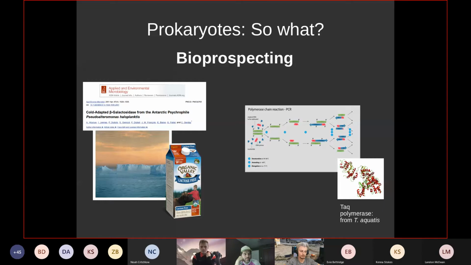Prospecting out in biology. Pictured on the left, we've got this bananas title here, cold adapted beta-galactosidase from the Antarctic psychrophile Pseudoalteromonas haloplanktis. Okay, that's a pretty big mouthful of a paper title, but it resulted in lactose-free milk, right? We knew how to remove lactose from milk before, right? Lactose is a sugar, so we can break it down, but every process we had involved heating up milk to high temperatures, which made it less shelf stable, all that good stuff.